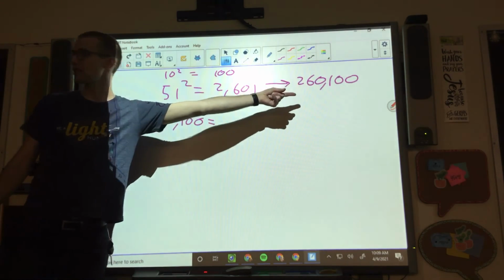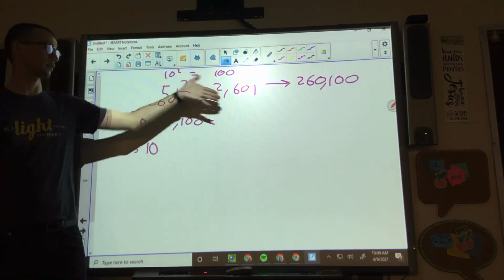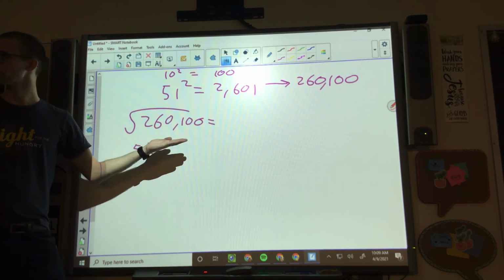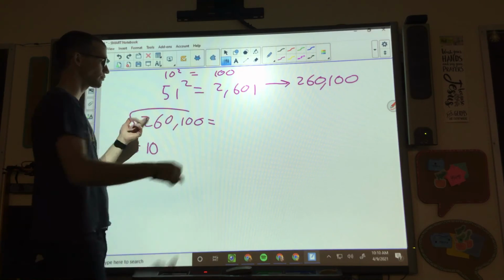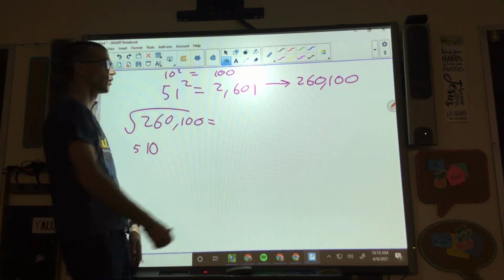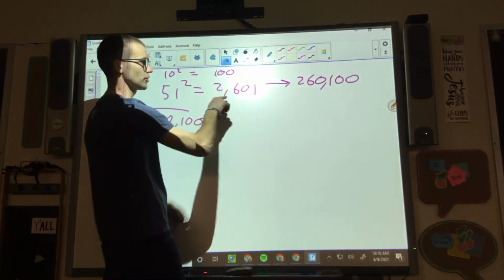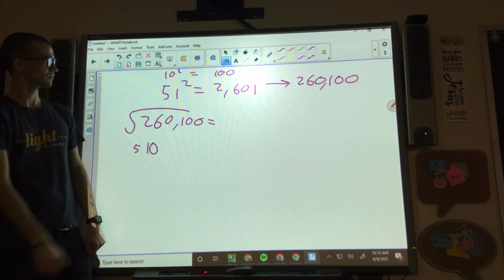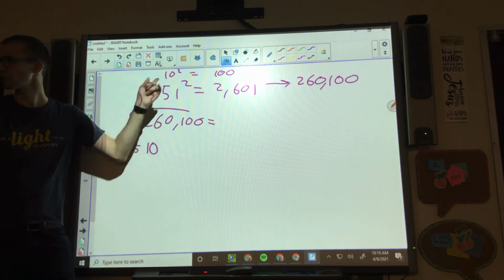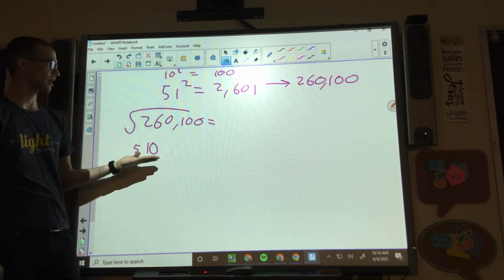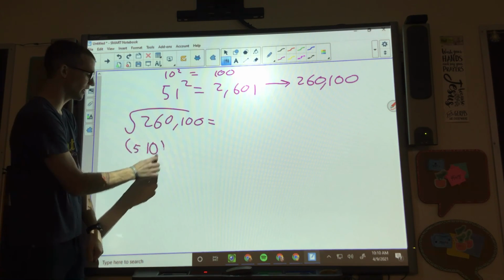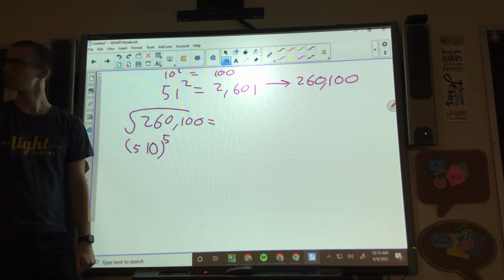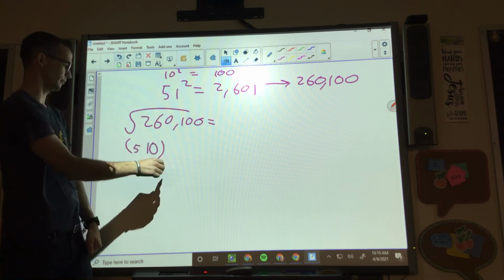So 260,100, I know that's what I'm going to get when I multiply these two things. Look, that's exactly what I have here. So if I'm trying to find the square root of this, well, two things multiply to get this: 10 squared and 51 squared. So if I just have 10 times 51, isn't that 510 squared? Yes, it is. Oh, did I just write to the fifth power? Whoops, that's the second power.